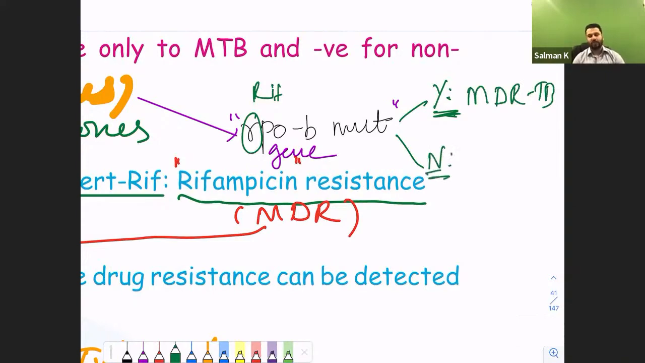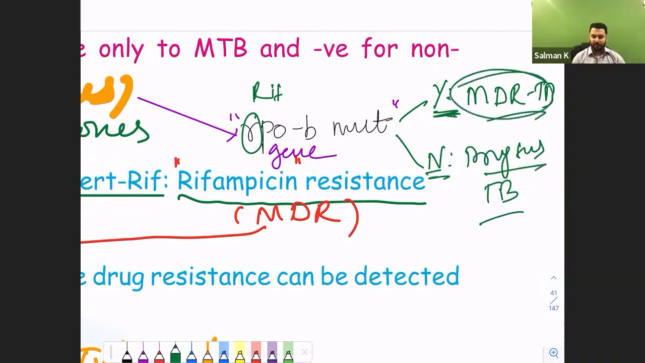Now, if this mutation is not present, it's good news. It is simply known as drug sensitive TB. So one, it is MDR TB. Second, it is drug sensitive TB.